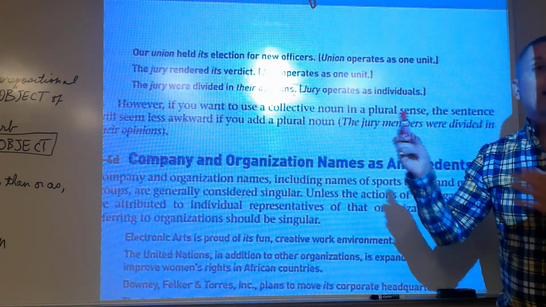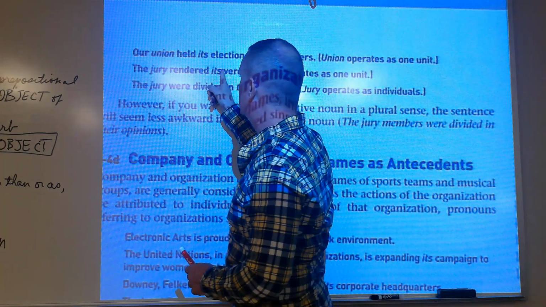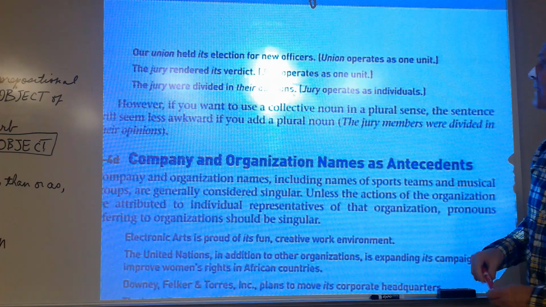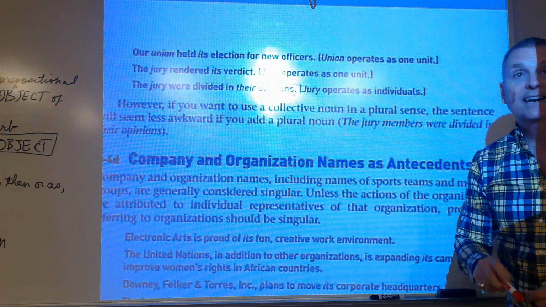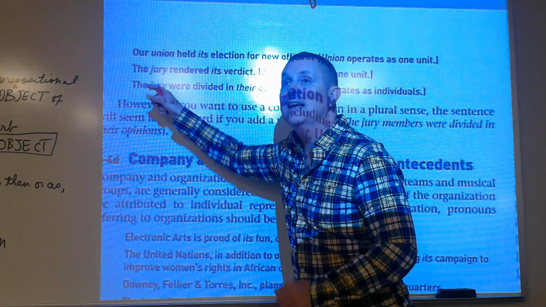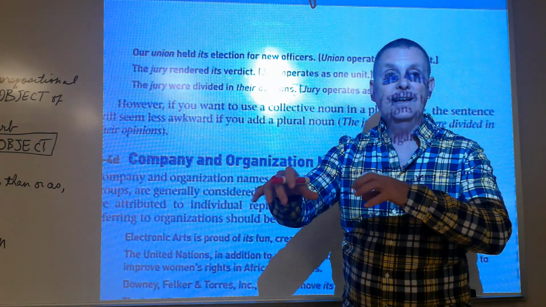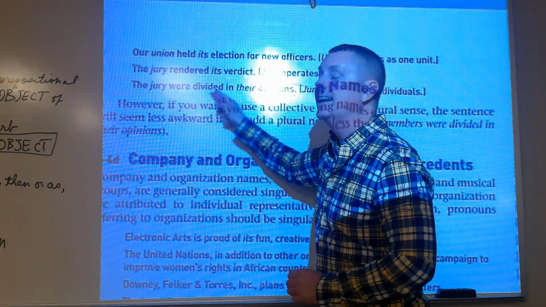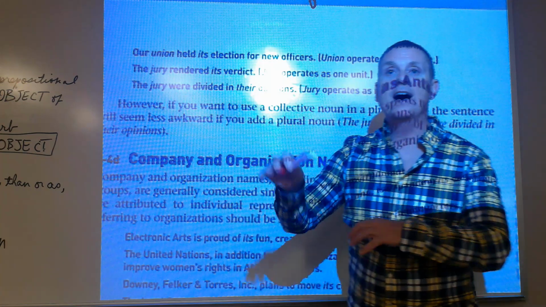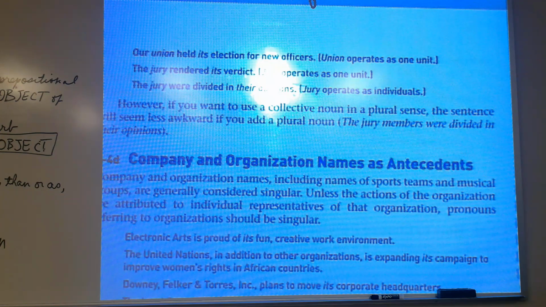Then the jury rendered its verdict. The singular pronoun is referring to the collective singular noun, jury. And then the jury were divided in their opinions. Now they're not acting as a collective group. The jury has 12 people, and they did not agree, so the jury were divided in their opinions. A plural pronoun would be used if they're not acting as a collective group.